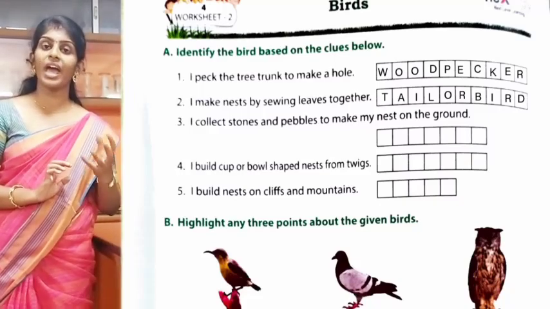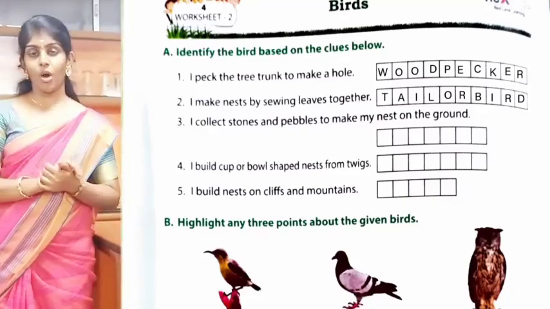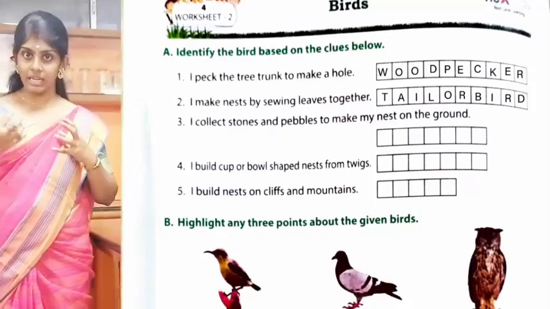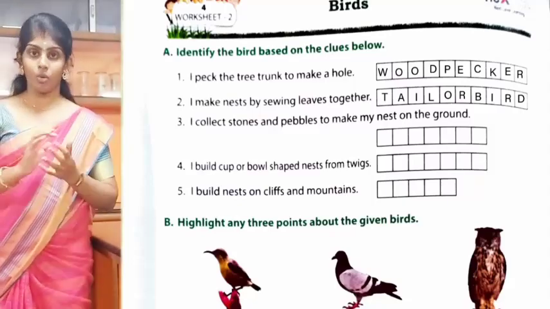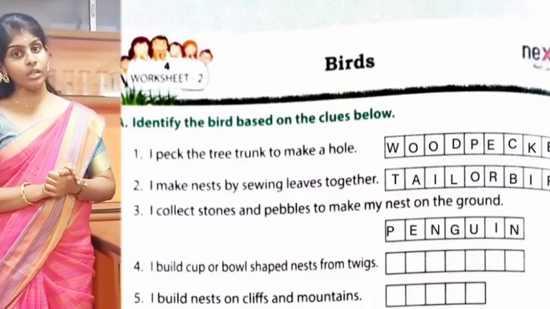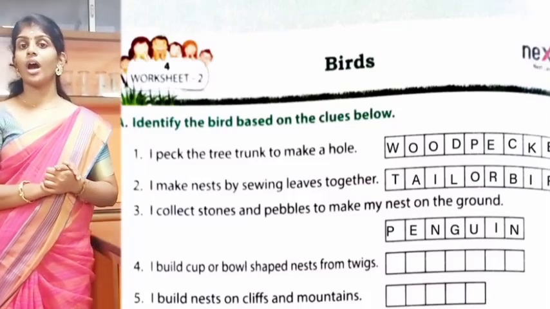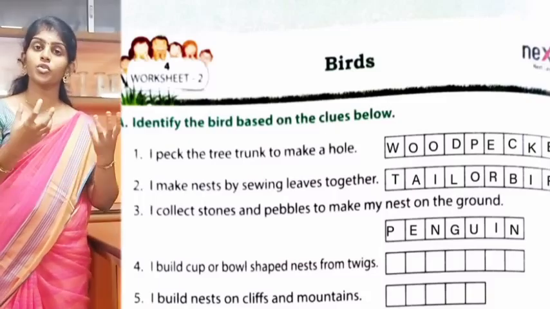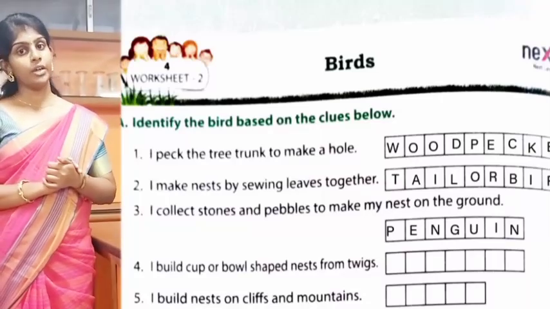I collect stones and pebbles to make my nest on ground. So the type of bird which collects stones and pebbles in order to make its nest on the ground is penguin. What is the spelling of penguin? Penguin. So penguin is a bird which collects stones and pebbles to make its nest on the ground.